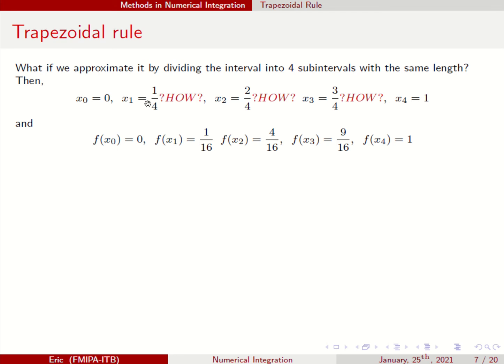Try to know why we have 1 over 4, 2 over 4, 3 over 4, and 1. Don't forget the same length. The interval from 0 to 1 is divided into 4 subintervals with the same length. So I have this one.